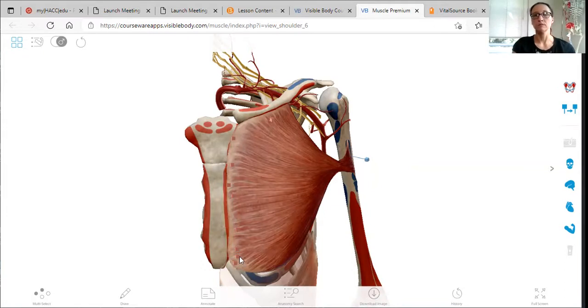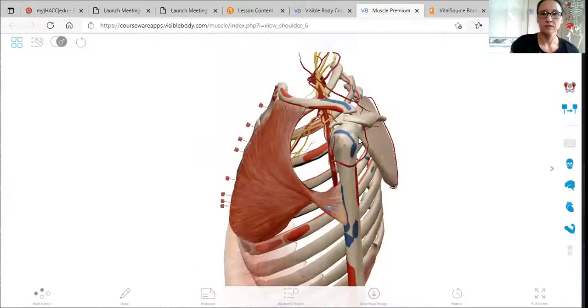Okay, so over here we have the insertion. You can see that it's in blue. We have the blue pin, and it just says insertion humerus, but we can get more specific than that, right? Crest of the greater tubercle of the humerus, to be exact.